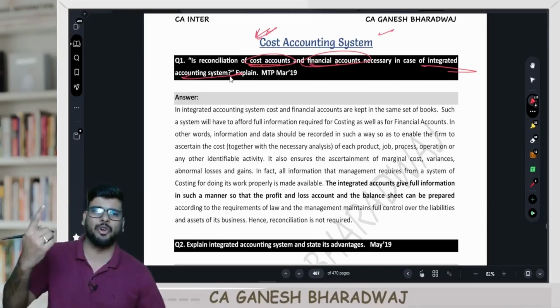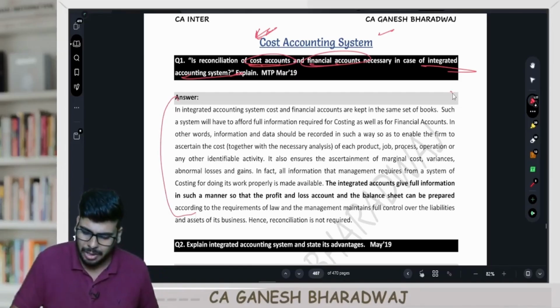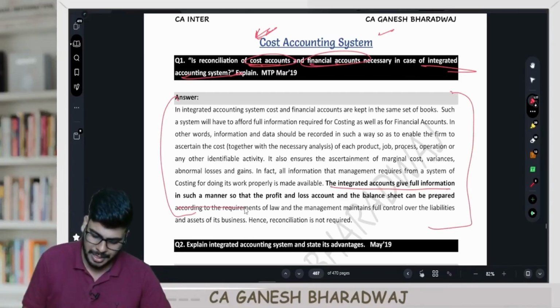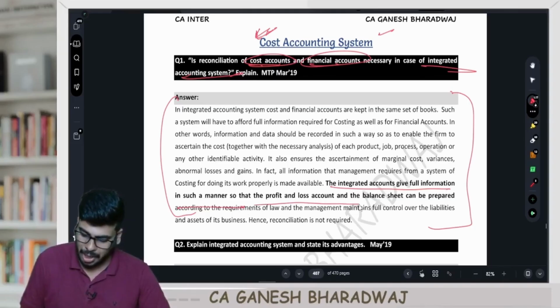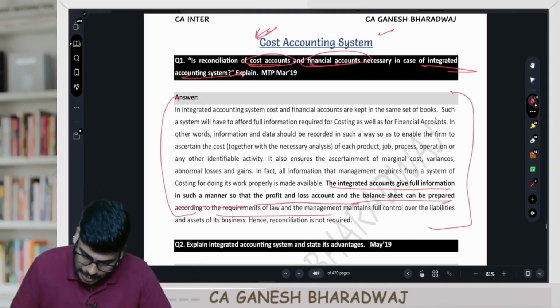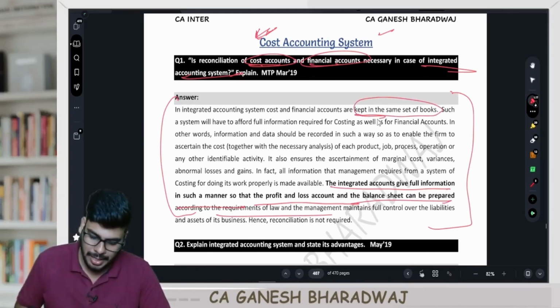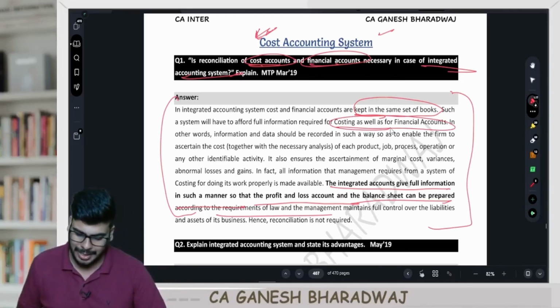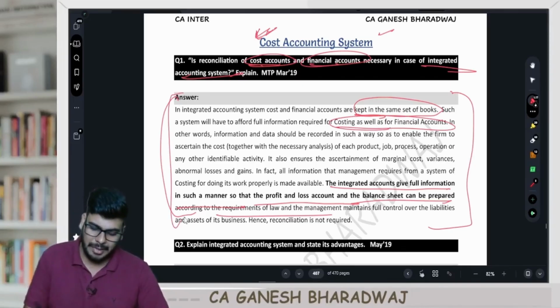Why? Because we report only one profit. They have given all this explanation in a big paragraph. Look at this. The integrated accounts give full information in such a manner so that the profit and loss and the balance sheet can be prepared according to the requirements of law and all. Look at this. What are they given? So they are kept in the same set of books, right? So both the costing as well as financial accounts are maintained. So basically you report only one profit. Guys, are you clear with this? So basically it is not even required for you to reconcile. This is what they have given in a big paragraph.